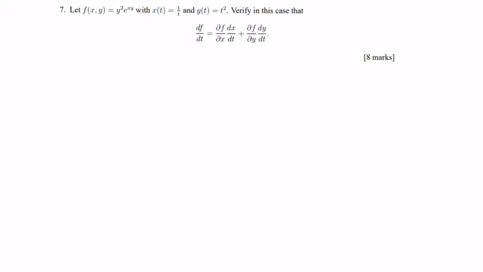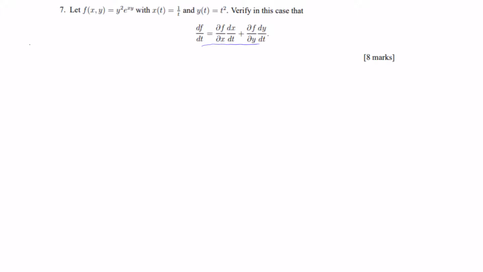Question 7. We have our function f equals y squared e to the xy with the parameterization that x is 1 over t and y is t squared. We want to verify that this equation is true. So first things first, let's start working through the right hand side.